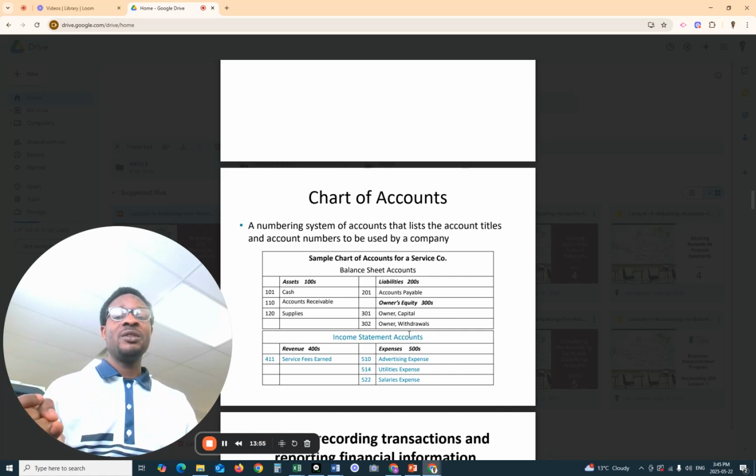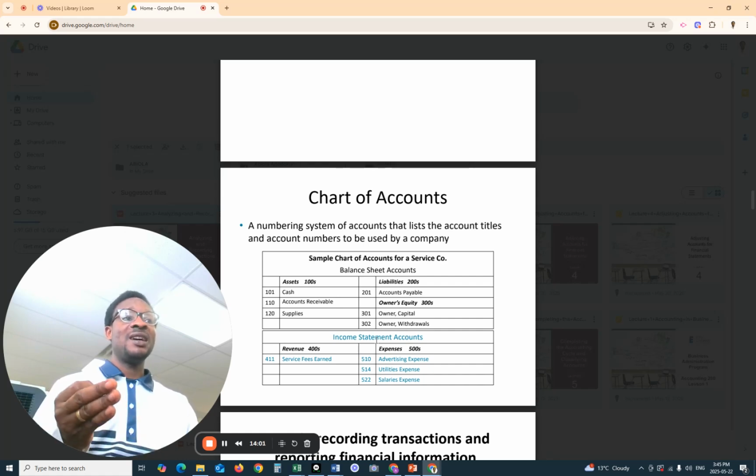There are four: statement of changes in equity, statement of cash flow, statement of financial position, which is the same thing as balance sheet, and income statement. So all revenues may be charted as 400s, all forms of revenues, sales revenue, all that. Then expenses will be in the range of 500s. So this is how to chart your account.